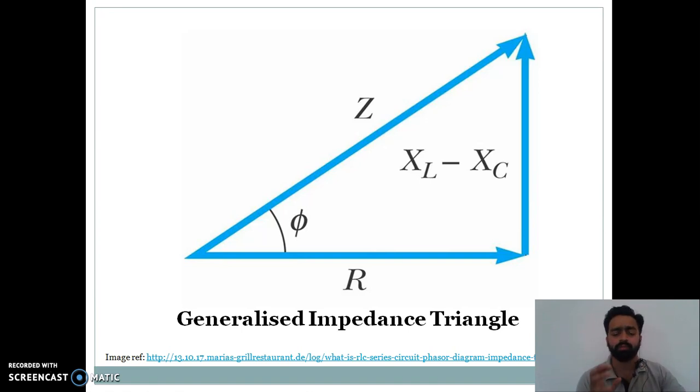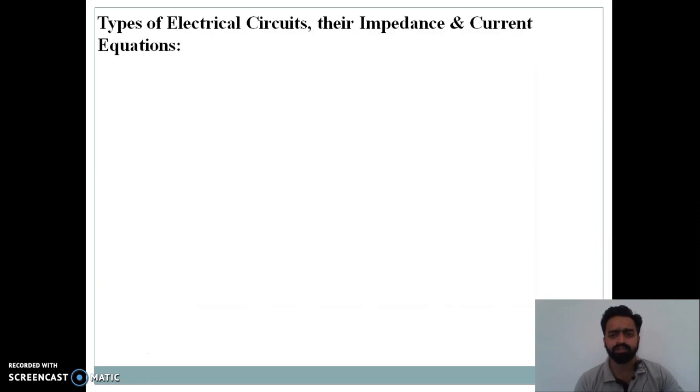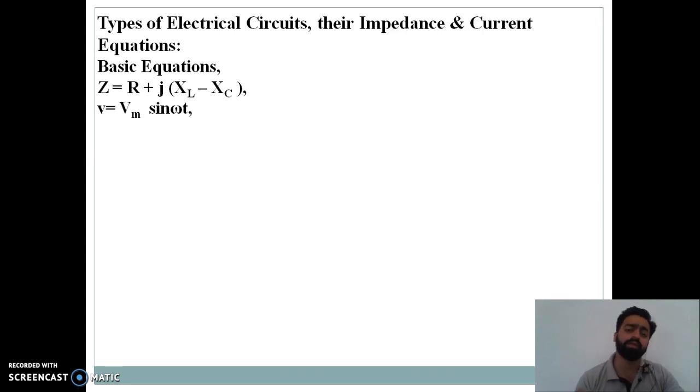So overall circuit operation is totally dependent on the quantities resistance, inductive reactance and capacitive reactance. Because if inductive reactance and capacitive reactance are absent, Z will become equal to R. And if there are some values of XL and XC, then variation in those values will affect your impedance, and hence cumulatively it will affect the current. Now let's understand types of electrical circuits, impedances and their current equations. From basics we know Z is equal to R plus j (XL minus XC). The fundamental equation of voltage for sinusoidal is V is equal to Vm sin omega t, and current in case of an AC circuit is voltage by impedance. In case of DC it is voltage by resistance.